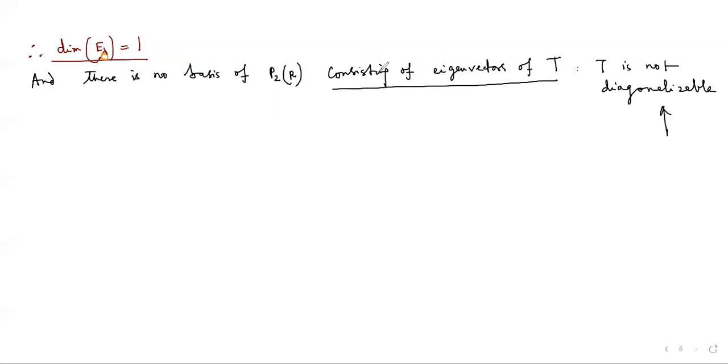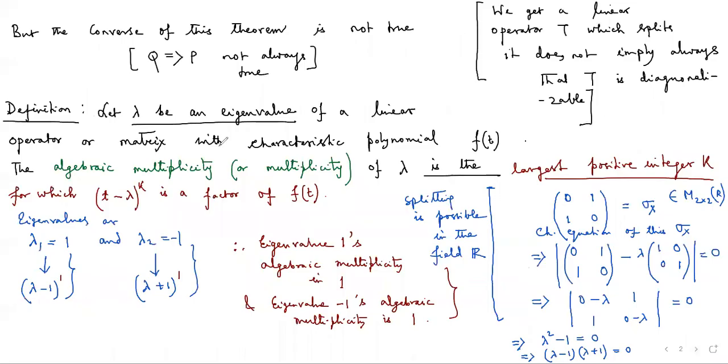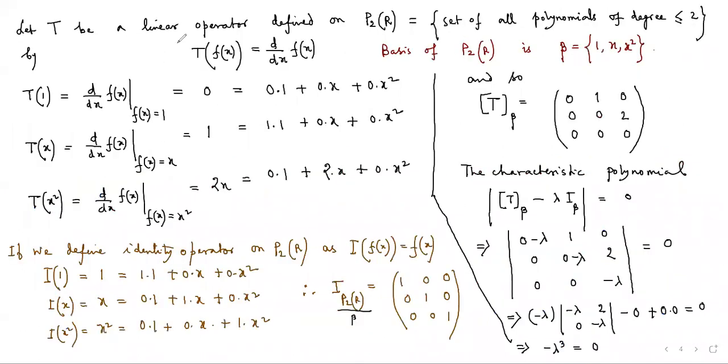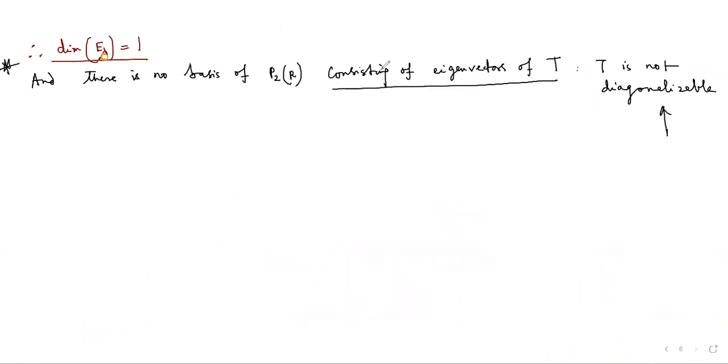Now just look at this important part. Go to the first theorem. In the first theorem, it was said that if T is a linear operator which is diagonalizable, then T splits. Okay, but the converse is not true. If a linear operator splits into factors in the field, it may not be diagonalizable. So here you see for this particular linear operator, splitting was possible, but the operator is not diagonalizable. So which justifies that the converse of the theorem is not always true. Hence proved.